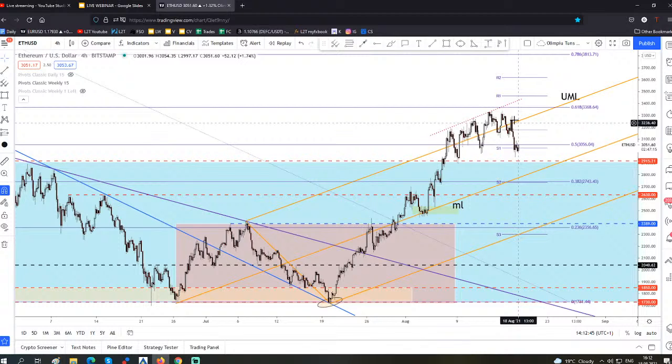Dogecoin. Let's take a look at Dogecoin.